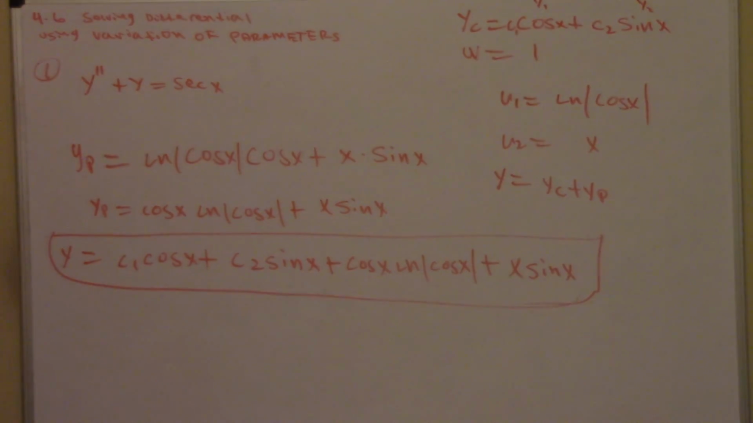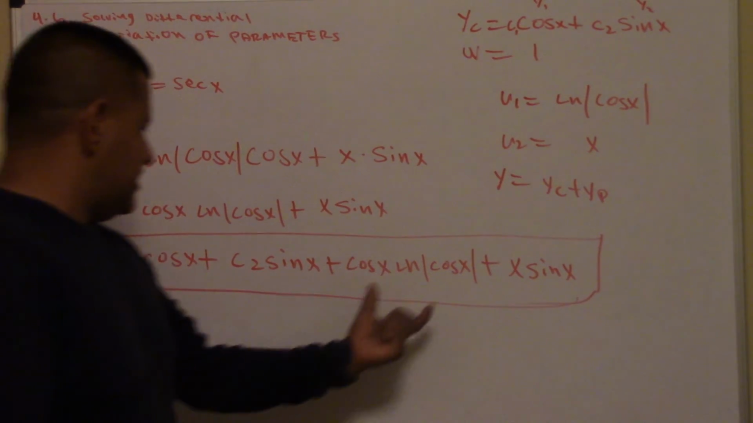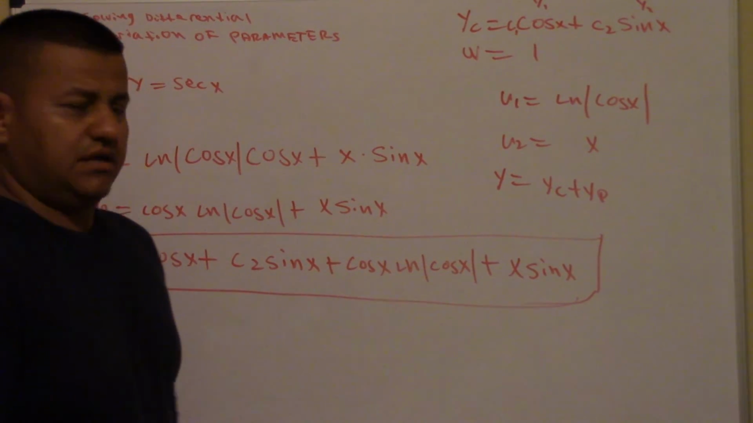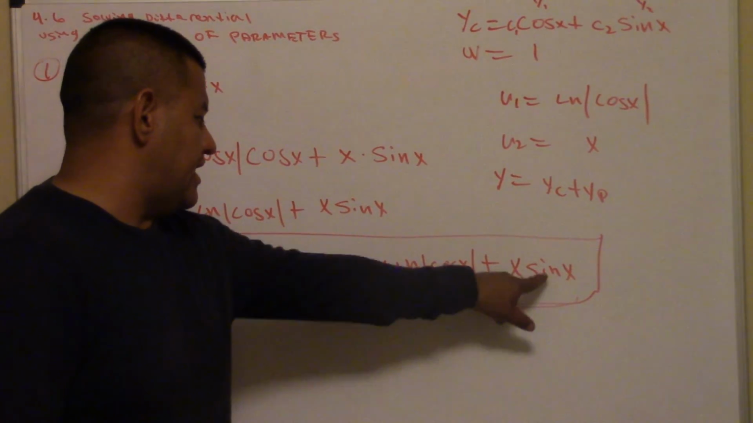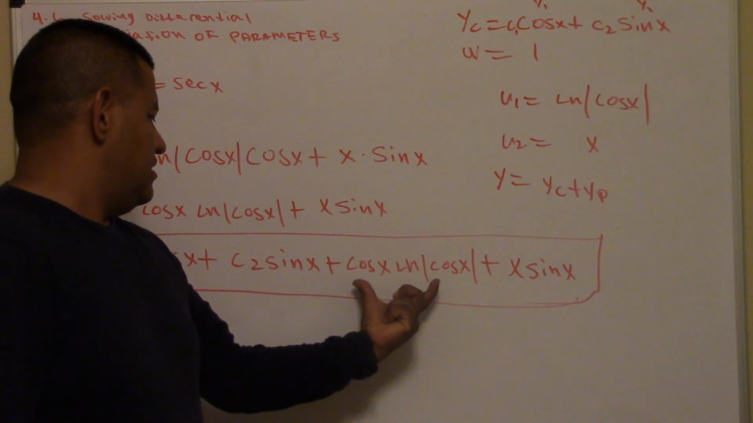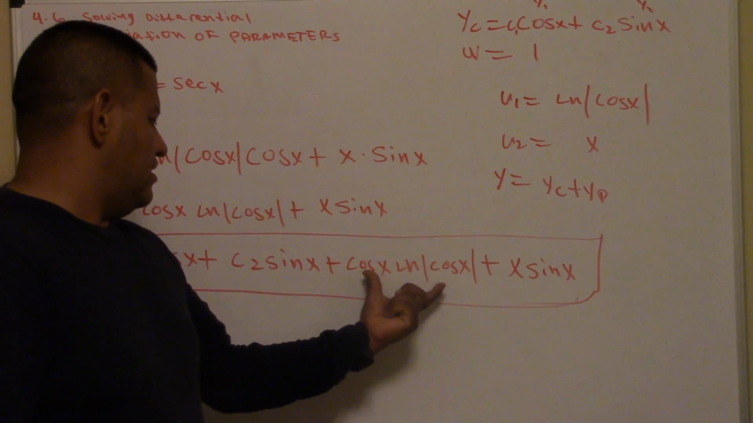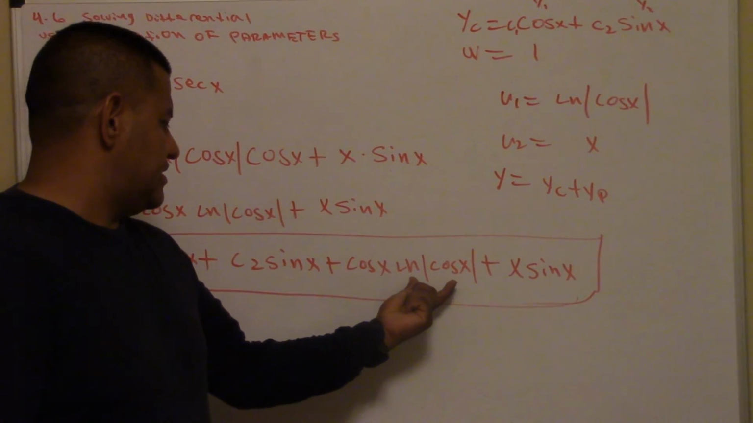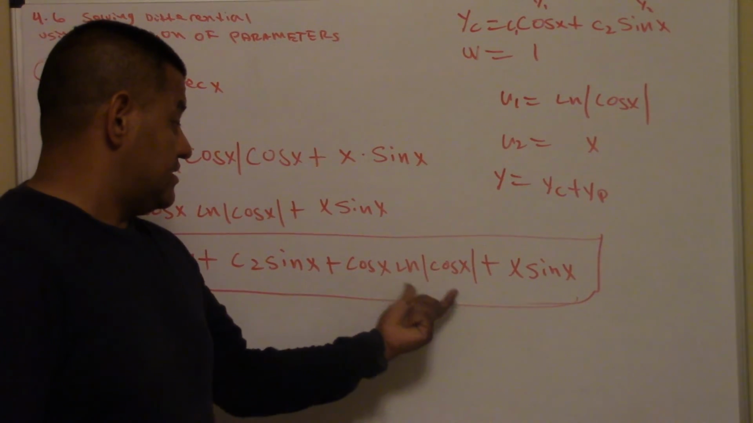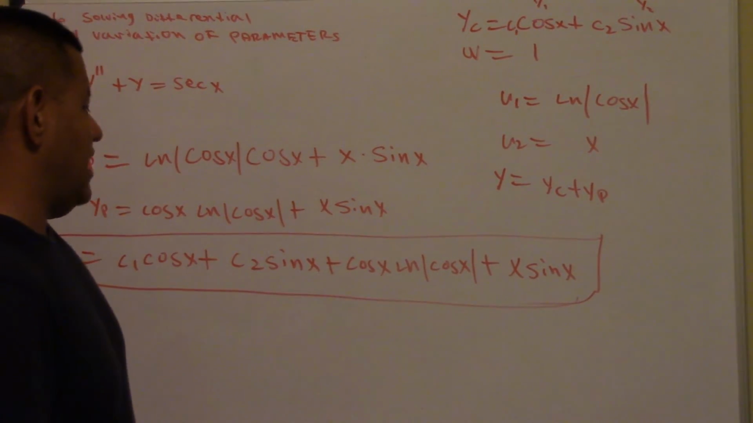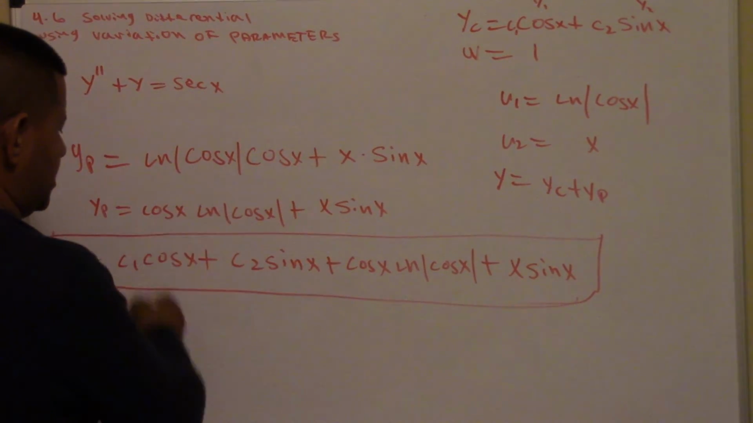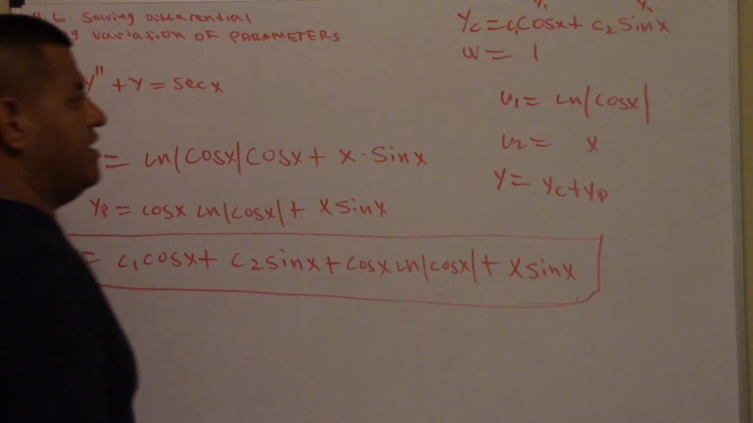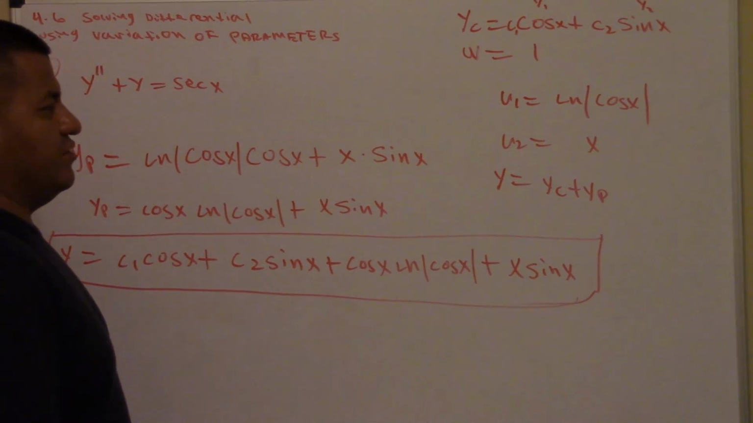Okay? So the book might have this at the end, but it's the same thing. Okay? You can write this x sine x first, and this cosine times the ln of cosine x after. It doesn't really matter, right? As long as you have the y sub c plus y sub p, that makes the right answer.